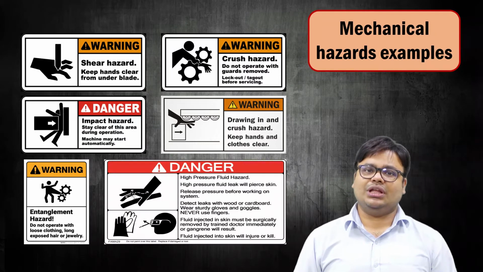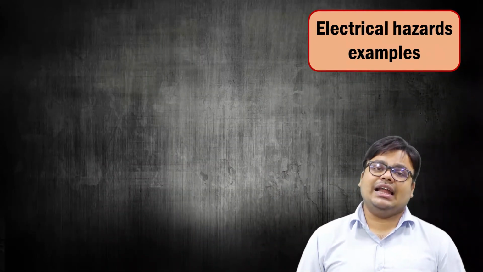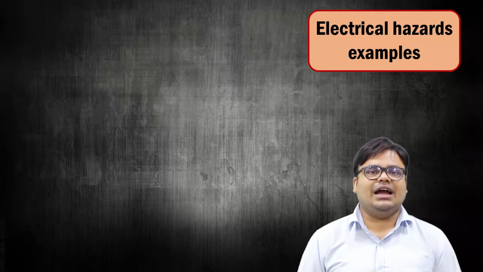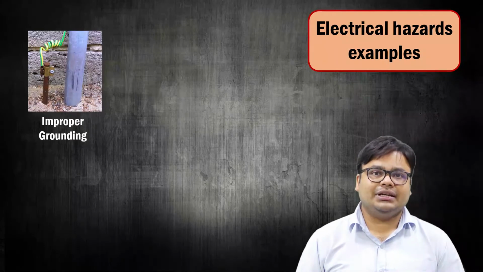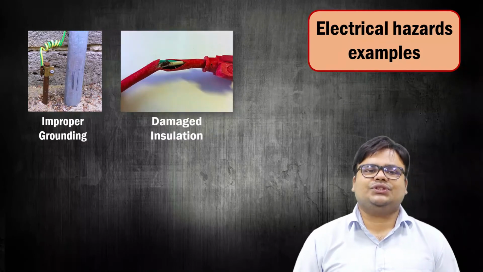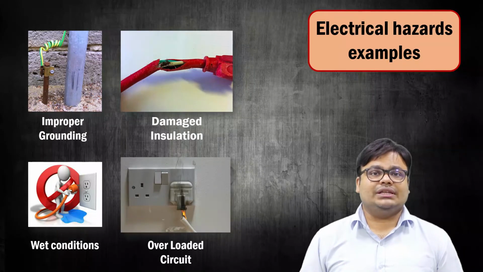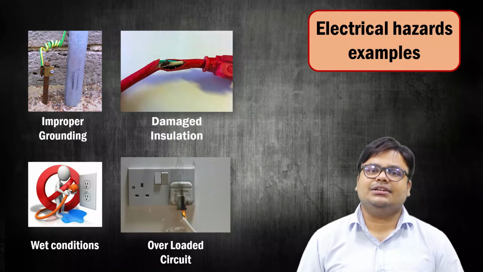Then, moving on to the other slides, here we can see the electrical hazard examples. Let us start with that one. The first one, improper grounding. Then damaged insulation. Then wet conditions. And the next one, overloaded circuit. So these are a few examples of electrical hazards.